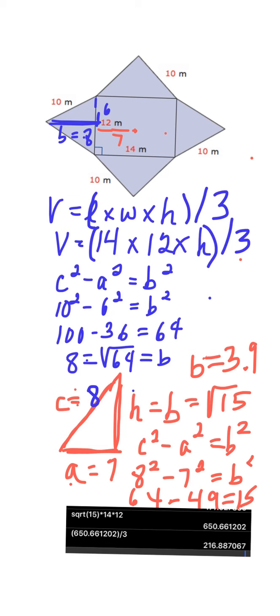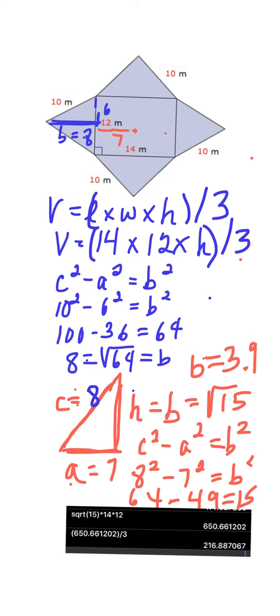Then to find the height of the pyramid, you have to use the Pythagorean theorem again. The slant height is 8, and I took half of 14 to give me the base of the right triangle, which is 7. So half of 14 is 7. Then I did c squared minus a squared equals b squared. Using the slant height of 8, I did 8 squared, and using the base of that triangle I got 7 squared. So 8 squared minus 7 squared equals b squared. So 64 minus 49 equals 15.